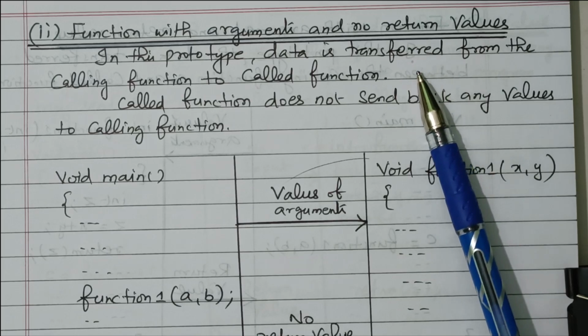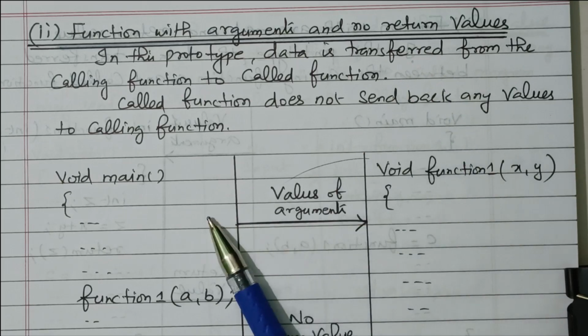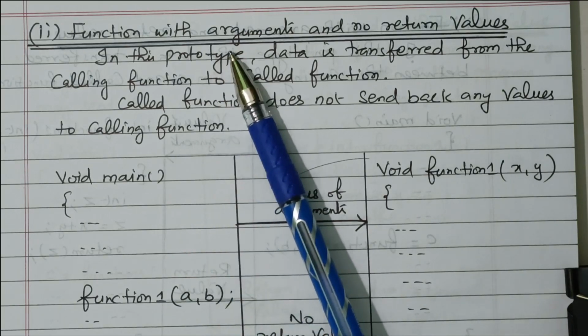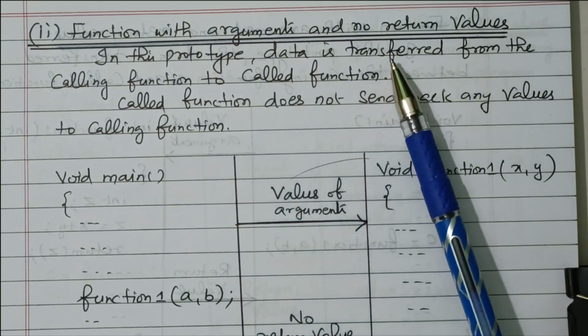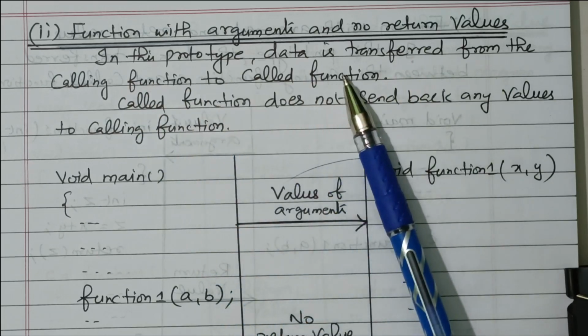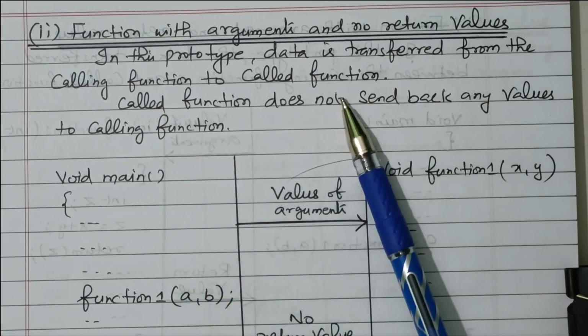We know that there is a main program and function. Main program is having a set of instructions. The repeated instructions are put in the function. Whenever we need the function, we can call it from the main program. In this, the function is having the argument, but it will not return a value. In this prototype, the data is transferred from the calling function to the called function.